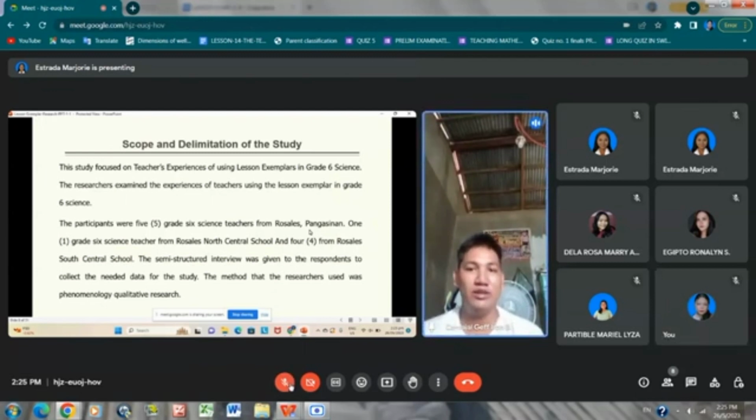Scope and delimitation of the study. This study focused on teacher experiences of using lesson exemplars in grade 6 science. The researchers examined the experiences of teachers using the lesson exemplar in grade 6 science. The participants were 5 grade 6 science teachers from Rosales, Pangasinan: 1 from Rosales North Central School and 4 from South Central School. The semi-structured interview was given to the respondents to collect the needed data for the study. The method that the researchers used is phenomenology qualitative research.